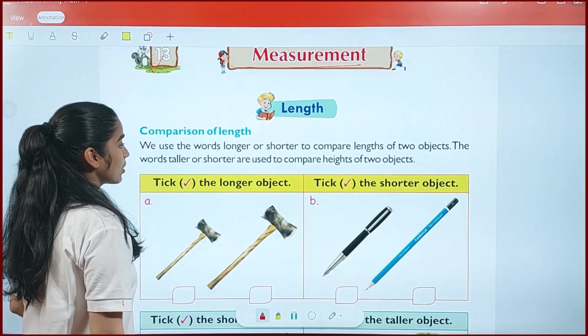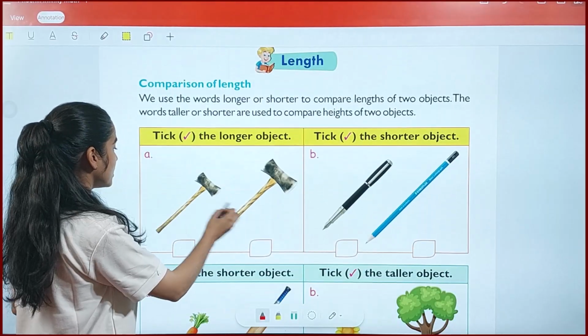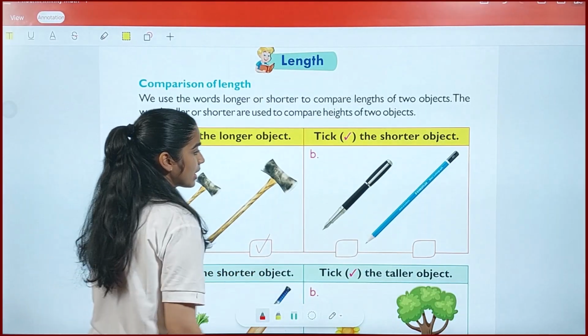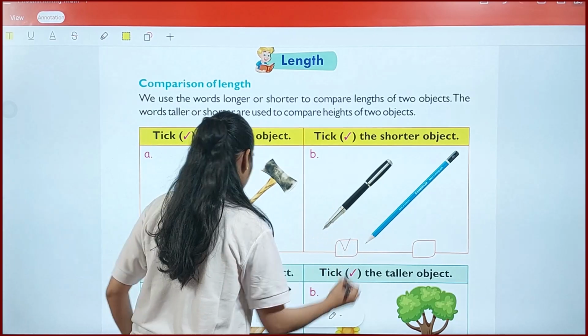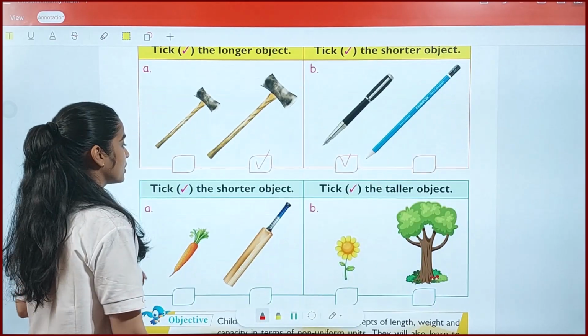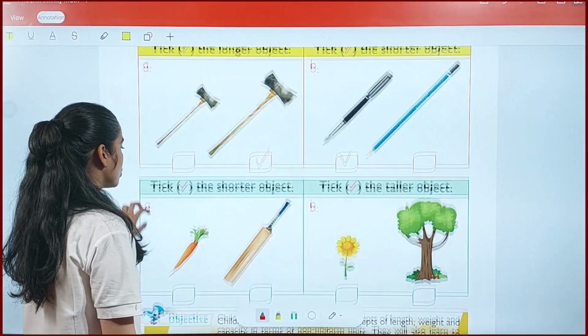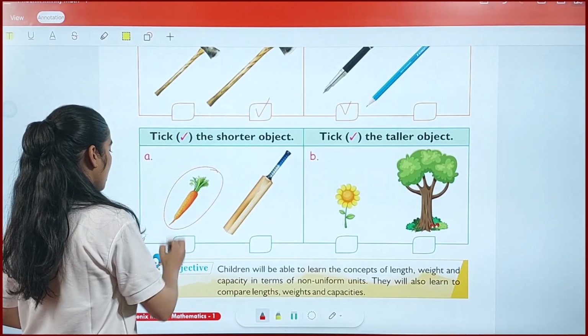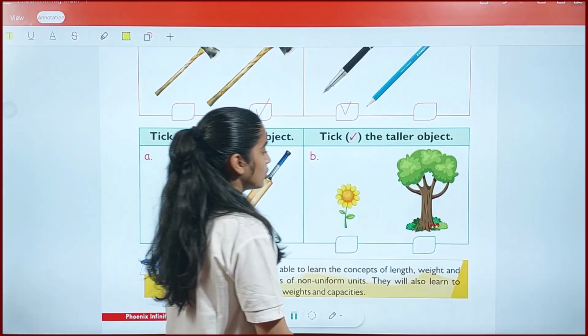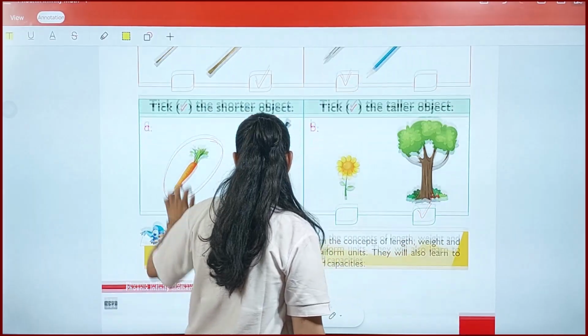So, tick the longer one and tick the shorter one. Which one is longer? This one is longer. Among these, which is shorter? This one is shorter. So now we have to take the shorter one and the taller one. The shorter one is our carrot and the taller one is our tree.